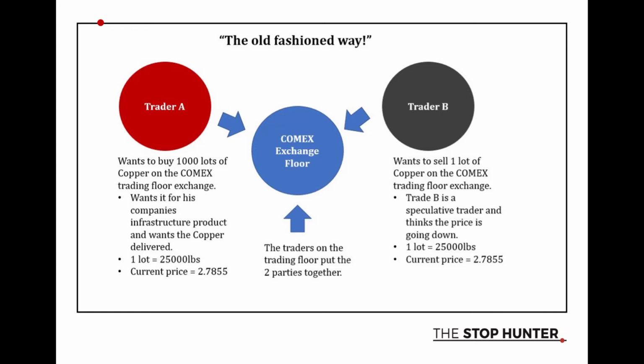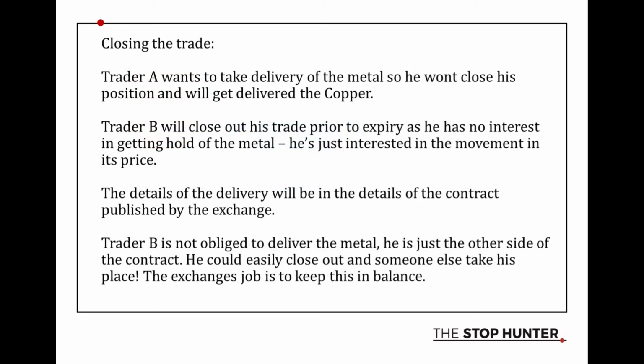Now he goes to the COMEX exchange floor, and at the same time trader B wants to sell one lot of copper. He's a speculator and he thinks the price is going down, so he's quite happy to sell. So he also goes to that COMEX exchange floor, and it's the COMEX that puts the buyer and the seller together. Now trader A and trader B have been put together under the contract through the COMEX for this copper trade.